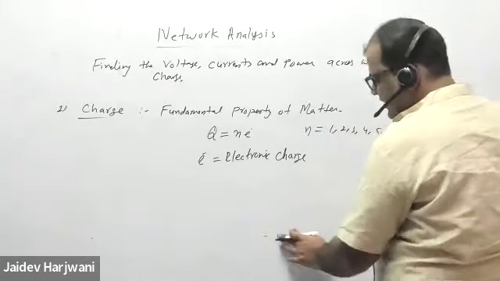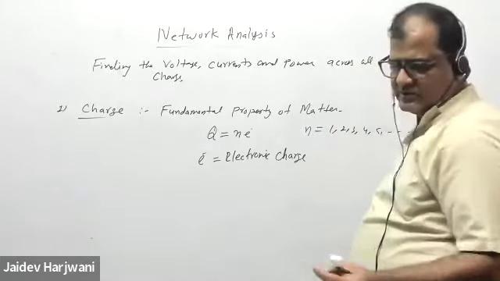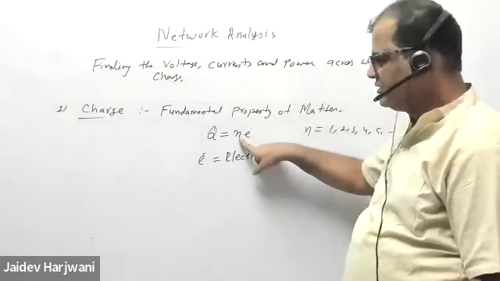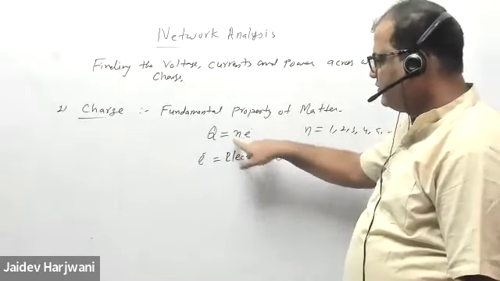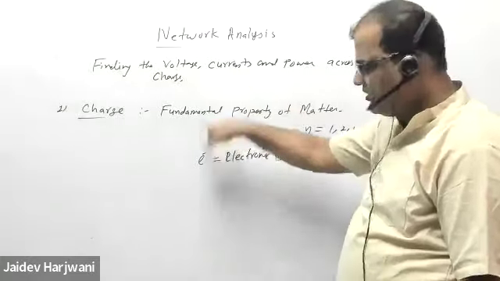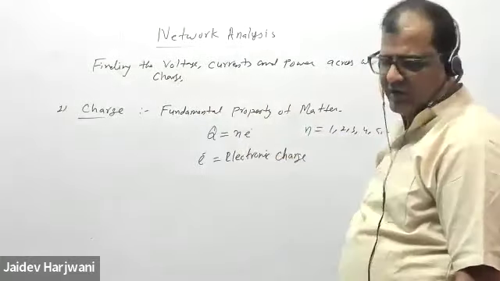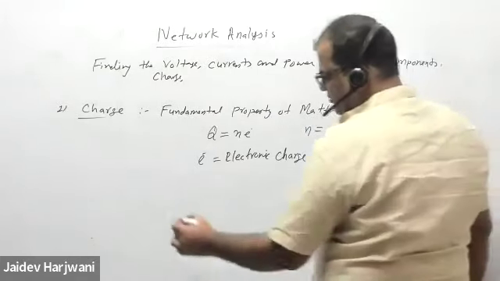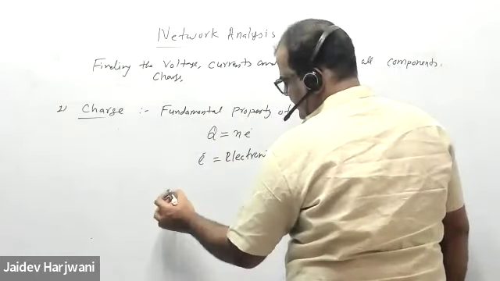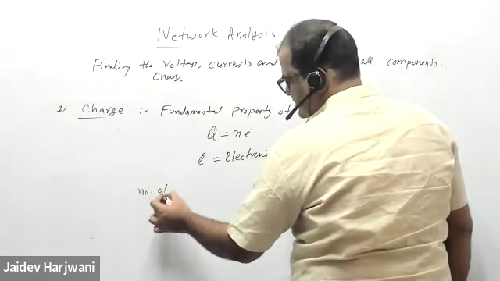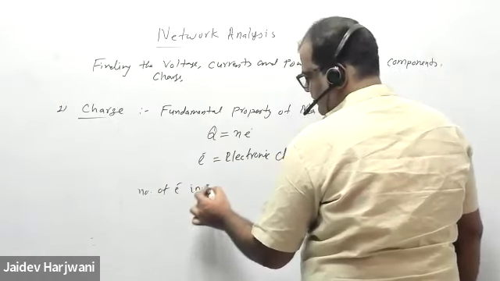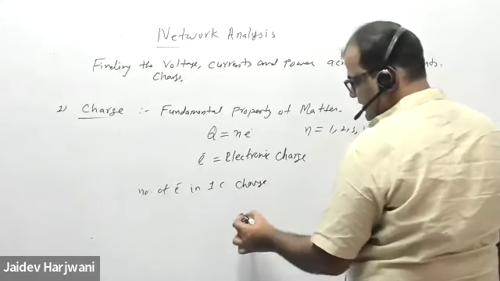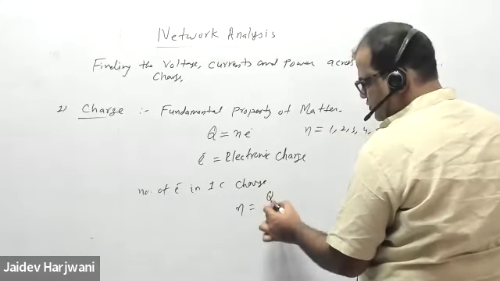So if I ask you how many electrons joined together make 1 coulomb, that charge can be 1 electron, 2 electrons, 3 electrons, 4 electrons. If this is 1 coulomb, then how many electrons do you require to make 1 coulomb of charge? The number of electrons in 1 coulomb of charge will be N equals Q by E.